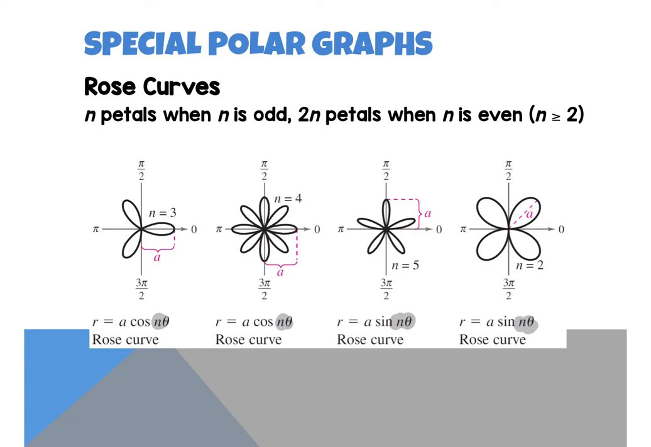A rose has r to the first, but a number attached to the theta. If the number attached to the theta is odd, then it has that number of petals. If the number attached to the theta is even, we double it to get the number of petals.